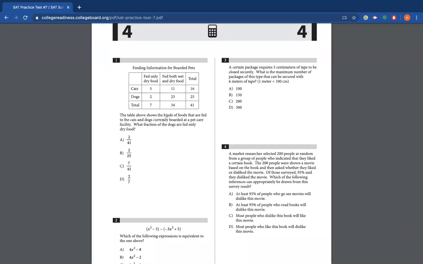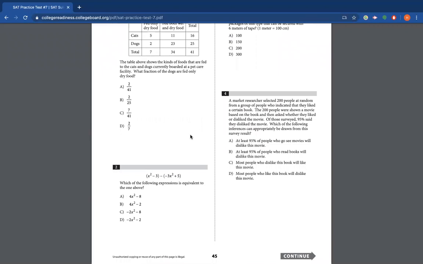The table above shows the kinds of foods that are fed to cats and dogs currently boarded at a pet care facility. What fraction of the dogs? So we only care about dog. Not 1. Okay. 2. Okay. Because I thought you just wanted a graph. You also want a graph. Okay. Oh, I see what you mean by graph. Never mind.